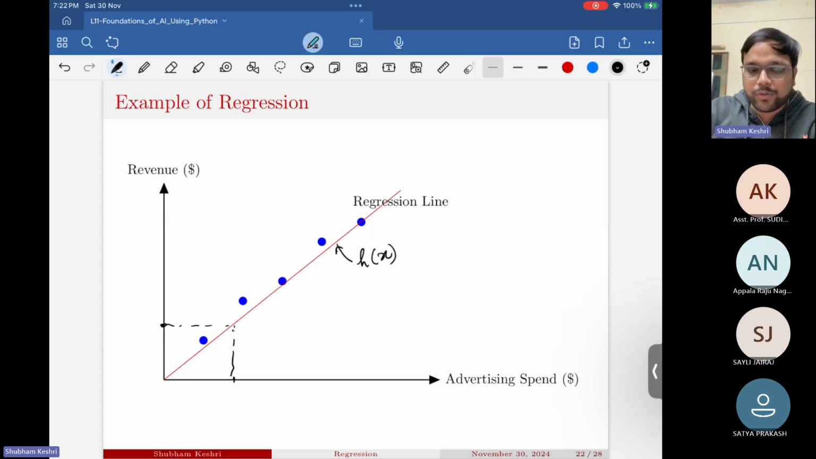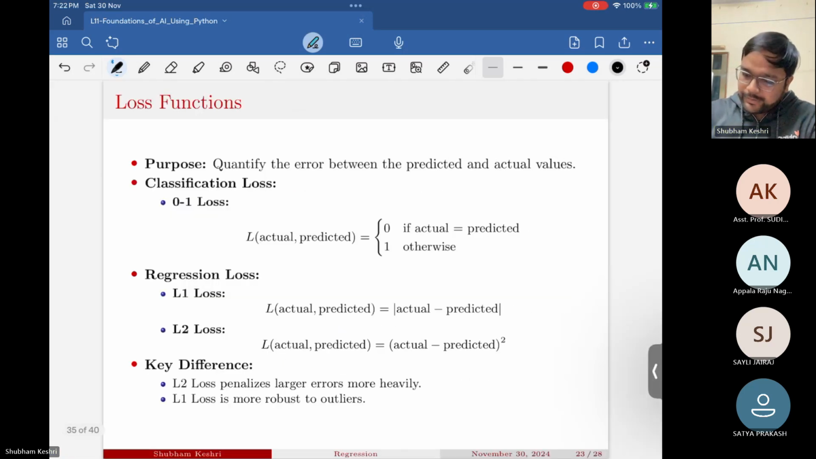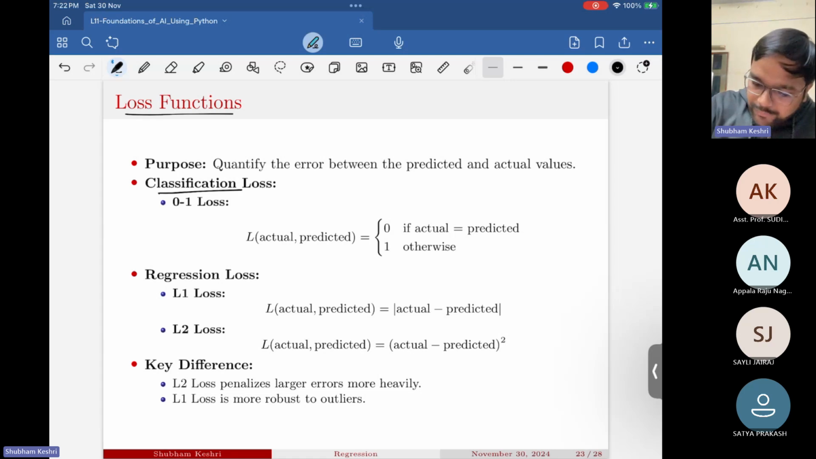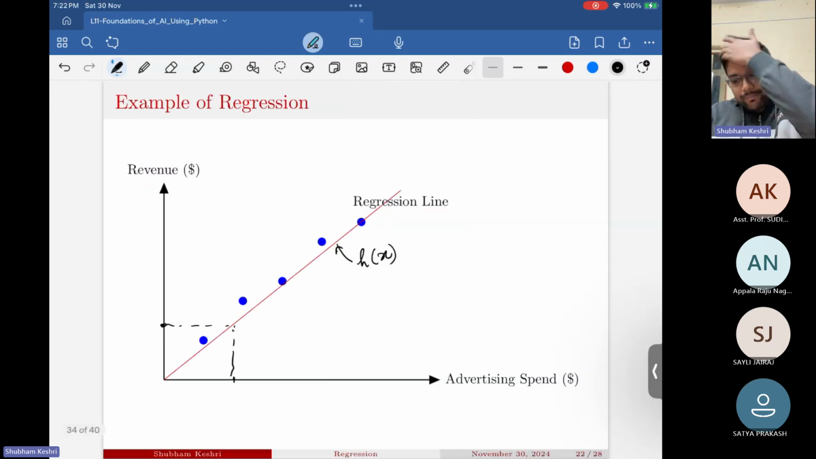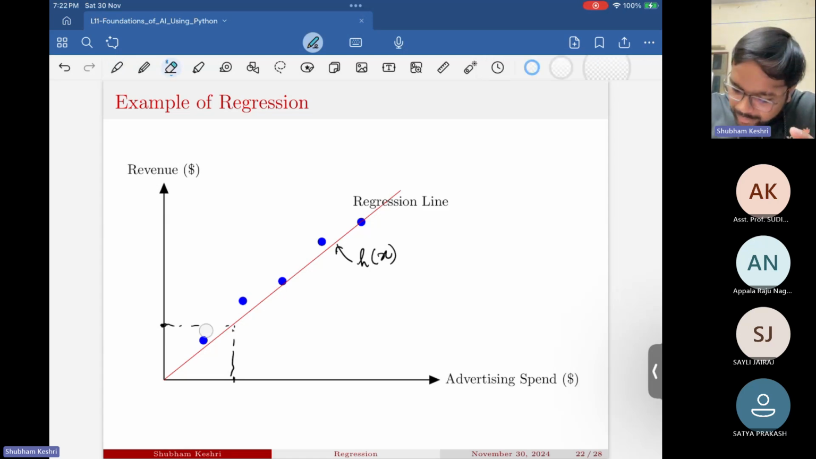We don't exactly know what the input is, the exact function. Okay, so for classification, the loss function. If you remember, in the last class I was telling you that machine learning uses optimization ideas. So we will see over here how it uses the optimization ideas.